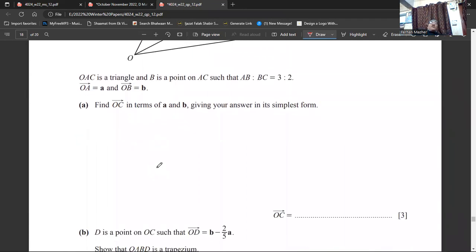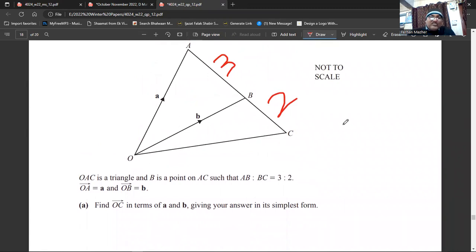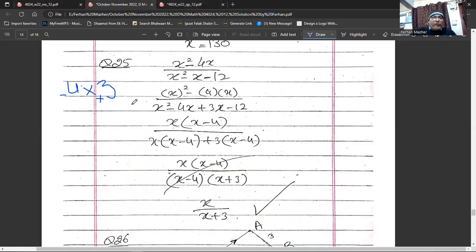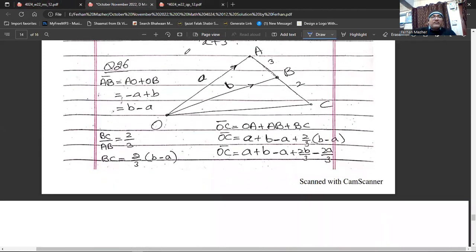Okay, so we want to find out OC. So they want me to find out this OC. We can find the OC very easily. First of all, I will find out AB, then I will find out AC, then OA plus AC will be equal to OC. Okay, so let me show you.